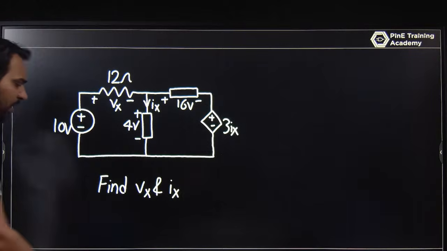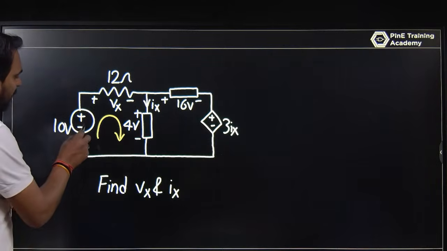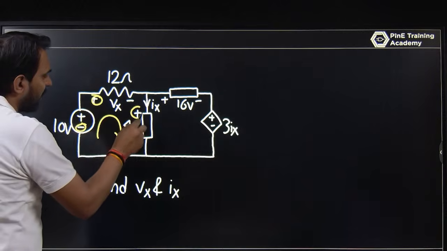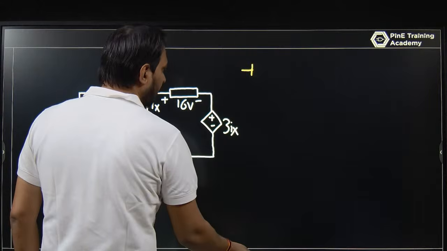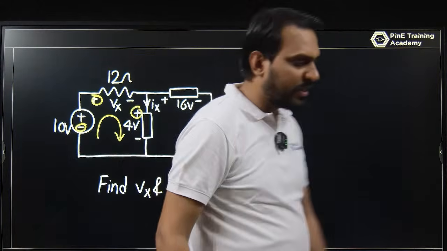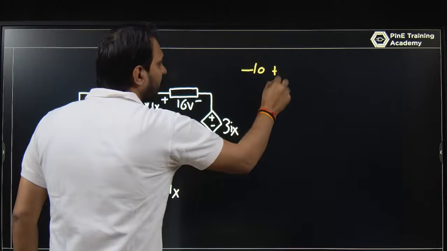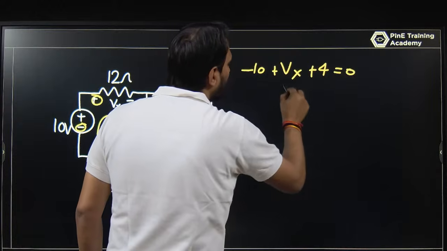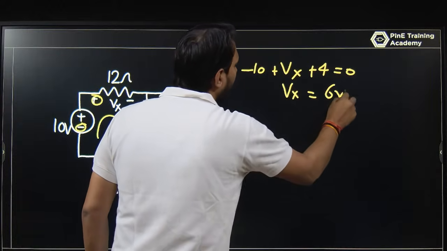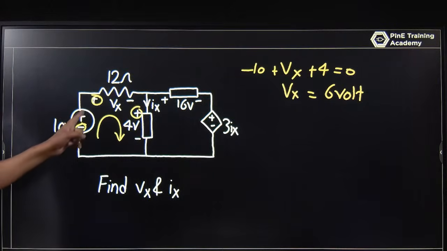So let's try to find it. If you are using this loop, this is minus 10, this is plus Vx, this is plus 4, you can determine Vx in one line. So this is minus 10, and this is plus Vx, and this is plus 4 is equal to 0. So Vx is equal to what? 6 volt. Vx is equal to 6 volt. Minus 10 plus Vx plus 4. You can determine what is Vx.